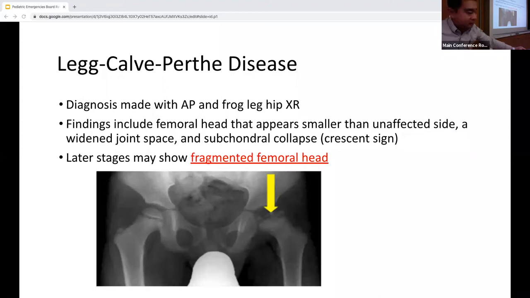You'll typically find, this is a pretty classical finding, the femoral head appears smaller than on the unaffected side. You'll see a widened joint space. You'll see a crescent sign, which is subchondral collapse. And then in later stages, you'll see a fragmented femoral head, as in the arrow right there.